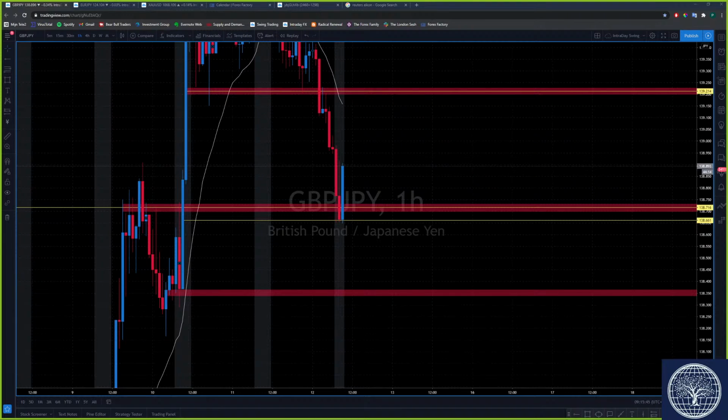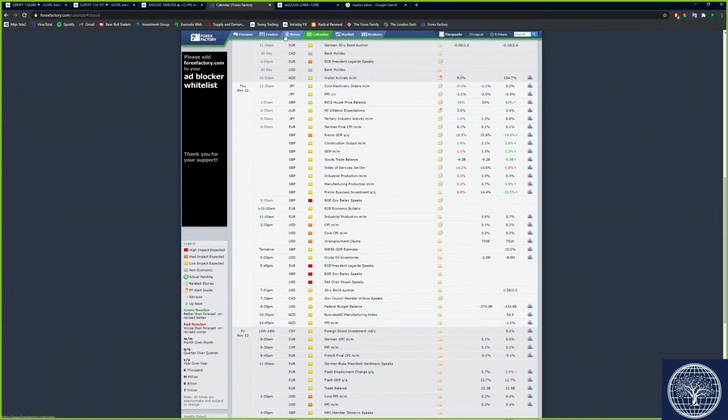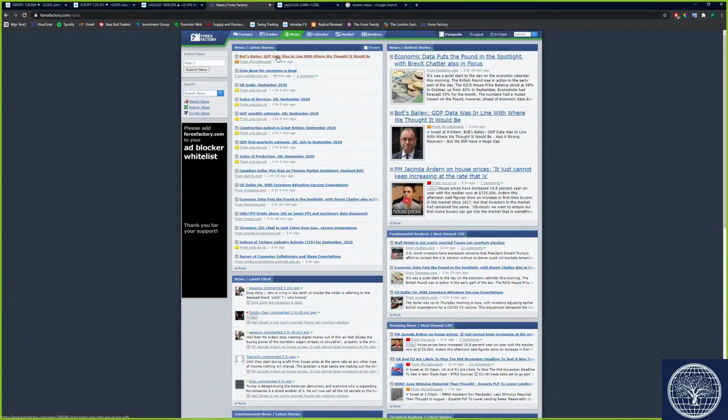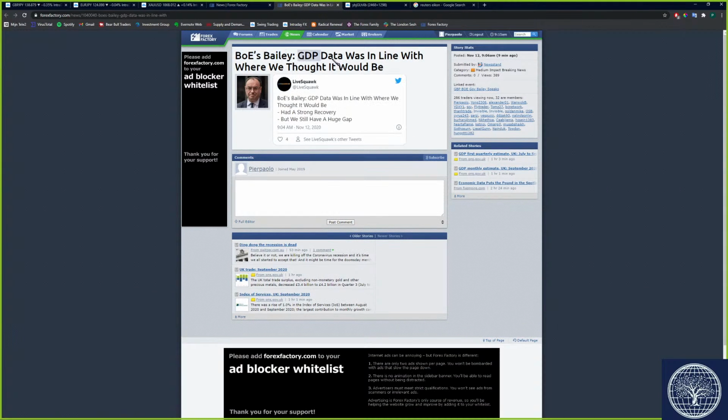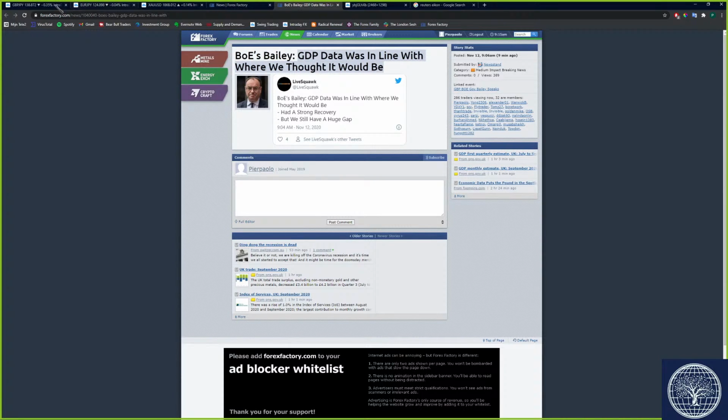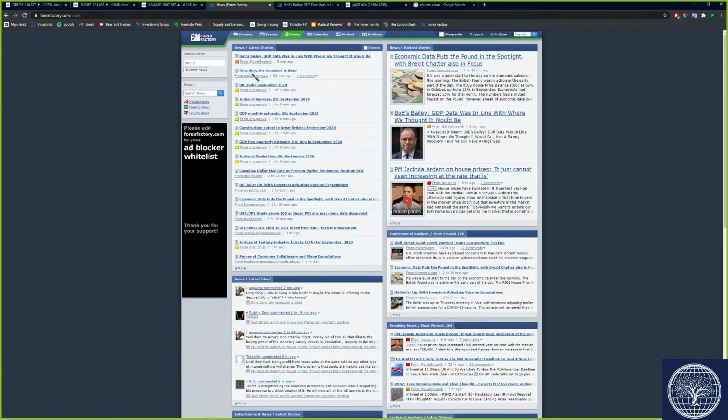Yeah, they say that UK economy grew by 1.1% in September, so that's the worst rate ever reached. Yeah, here it is. Daily GDP data was in line with where we thought it would be. And then UK trade September 2020.